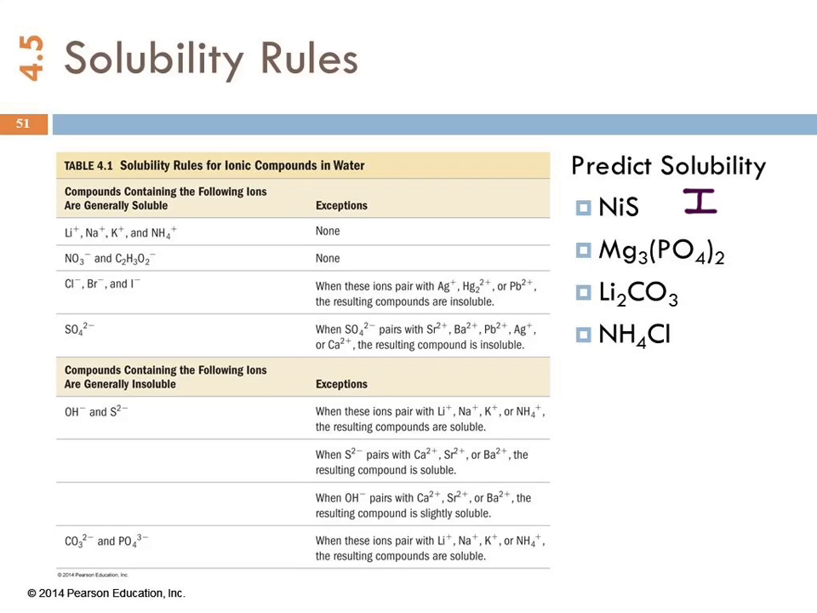How about magnesium phosphate? Here's phosphate down here, and only with the alkali metals and ammonium. So this one's also insoluble. How about lithium carbonate? Soluble. Lithium compounds are soluble. No exceptions. So that's soluble. How about ammonium chloride? Soluble. So you get the idea of how to use the table? Start up here, then go down there if you need to. When you find the ion that you're looking for, check the exceptions.